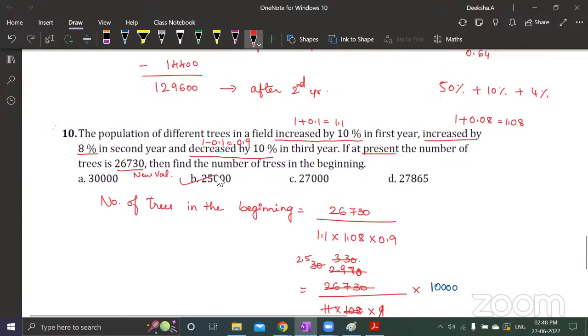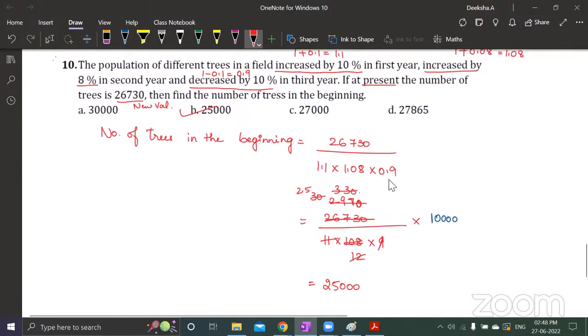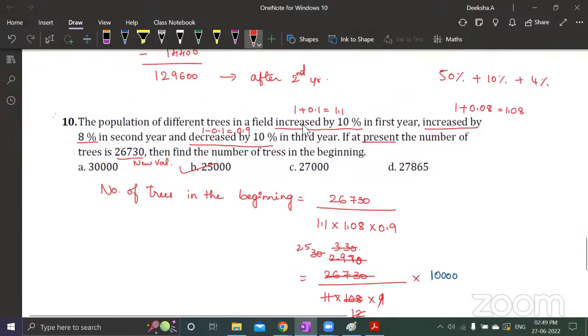So the answer is 25,000. If you don't use percentage factor here, this solution is going to be like a half-page solution. So for every percentage change, just write percentage factors. Then one of the values will definitely be given. Just find out whether it is new value or old value, so that you can decide whether you have to multiply percentage factor or divide percentage factor.